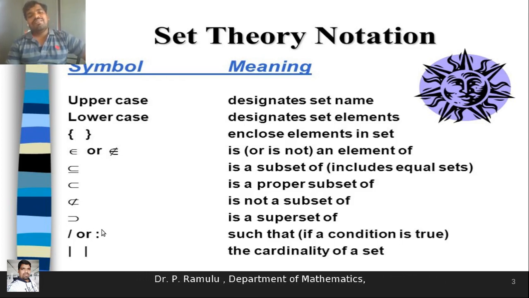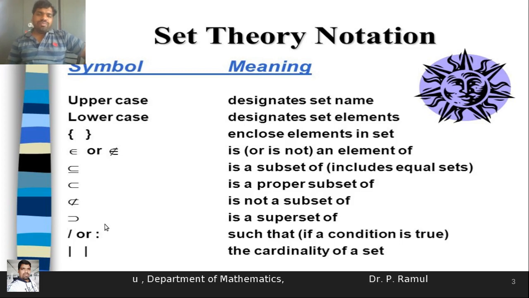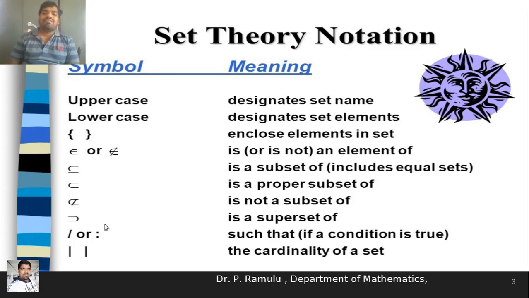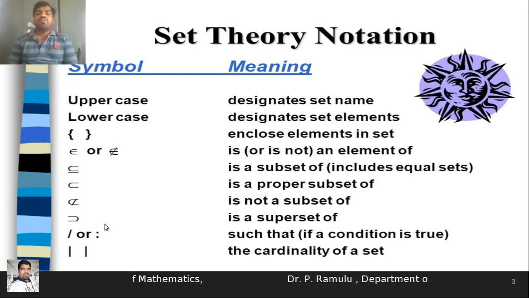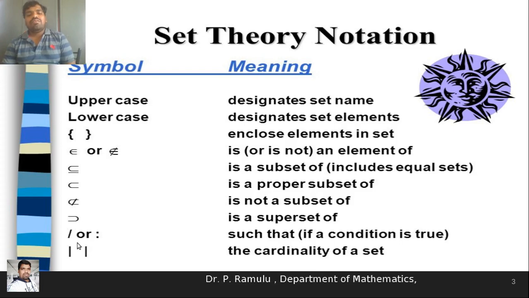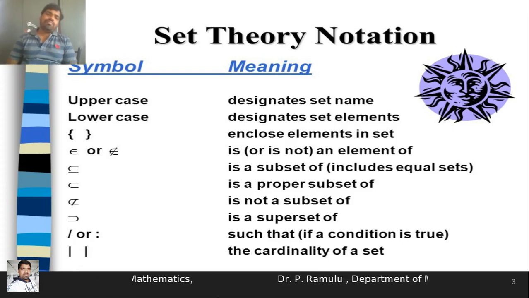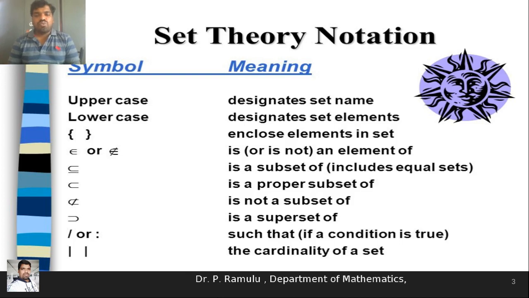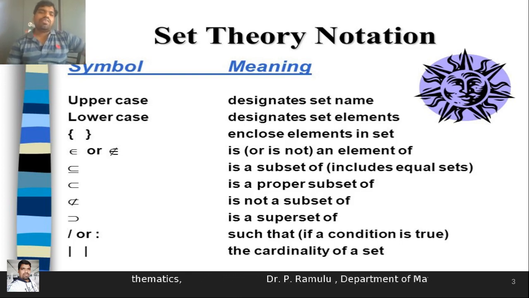These symbols, in fact, we can write this symbol such that. So that means in set theory, we have to use a condition which is useful to define a set. We may use these kinds of symbols in set theory. This is the cardinality of a set. The number of elements of a set is called the cardinality of a set.